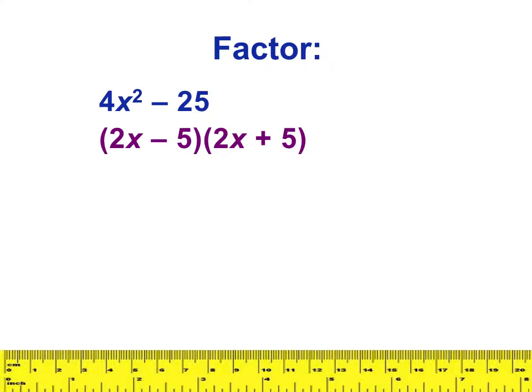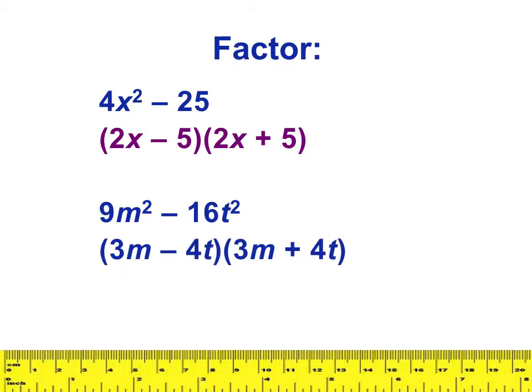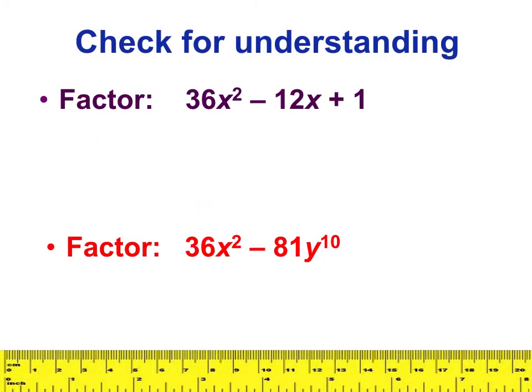Here's another example. 9m squared minus 16t squared. Can I use the difference of perfect squares to factor this? Well, both terms are perfect squares and there is a subtraction sign between them, so indeed this can be factored 3m minus 4t times 3m plus 4t. Two more examples to go. 36x squared minus 12x plus 1.